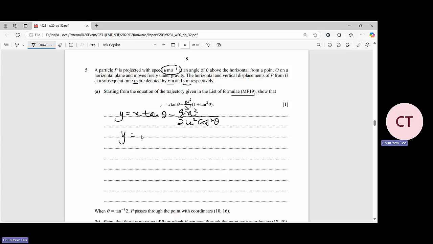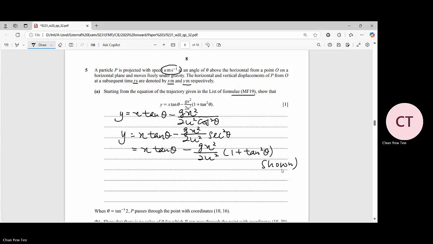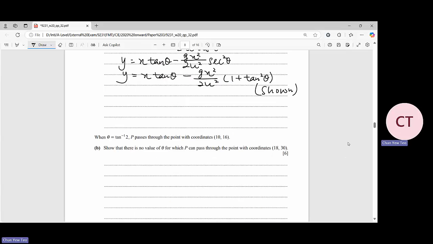Then change the cos squared, make it become secant squared. And the secant squared, by using the trigonometric identity, we can change the secant squared to become 1 plus tangent squared. Shown. Just like that. Done. Now we move on to part B.